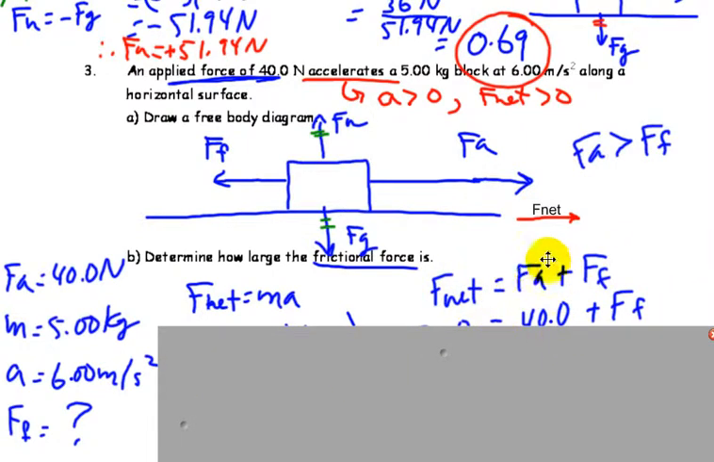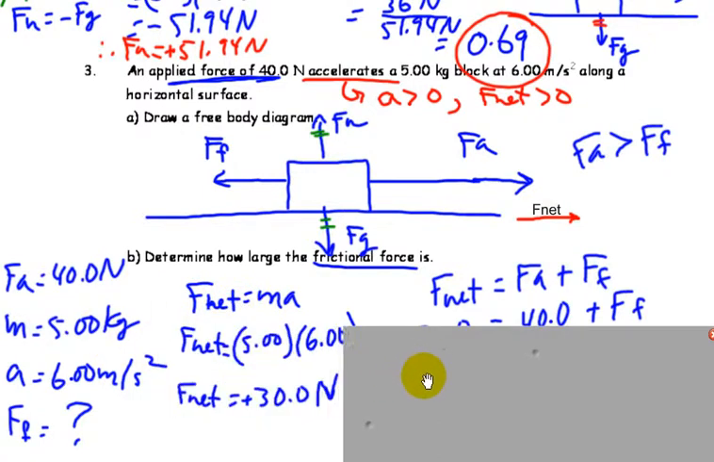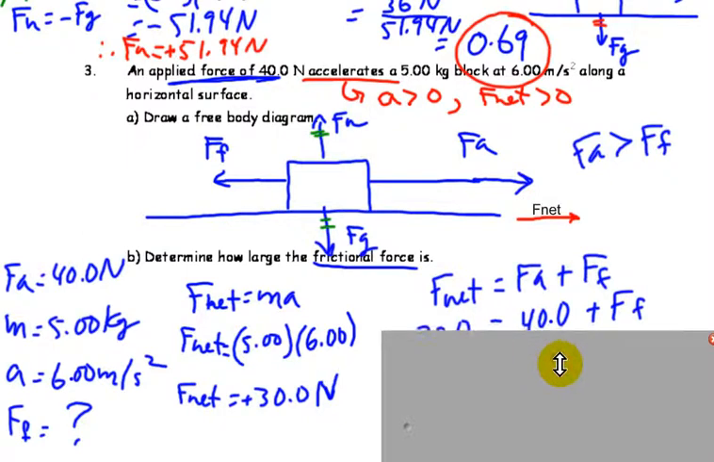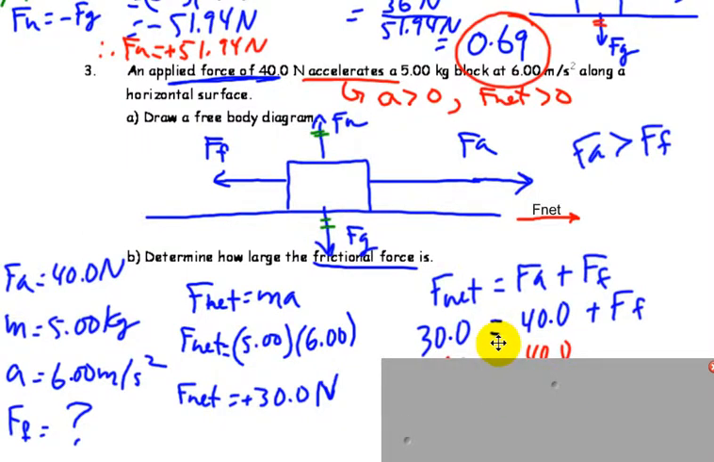F net is equal to all the applied forces plus force of friction. Since Fn and Fg balance each other out, we don't have to worry about them. We know they're going to balance out, so we're only concerned about the horizontal forces here. And earlier, Newton's second law, F net equals mass times acceleration. Mass times acceleration, 5 times 6, 30 newtons in the positive direction. So here we have our net force of 30. We just figured that out.